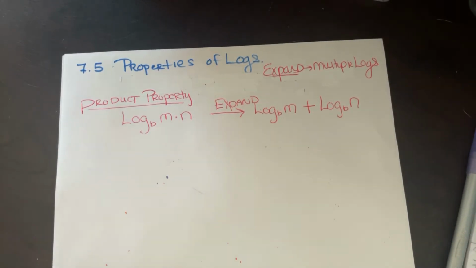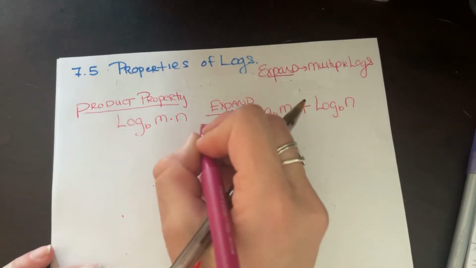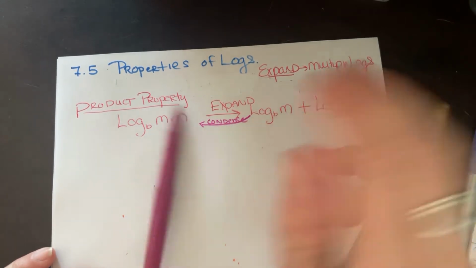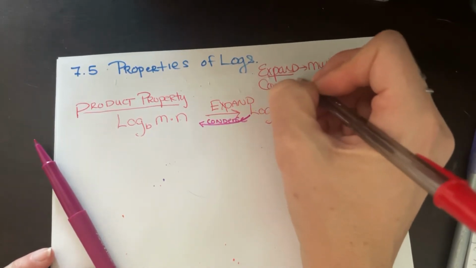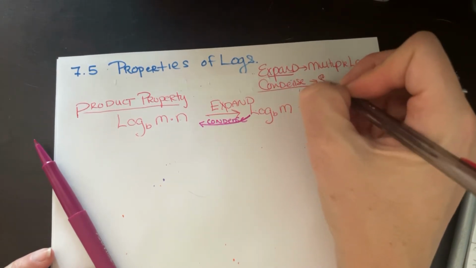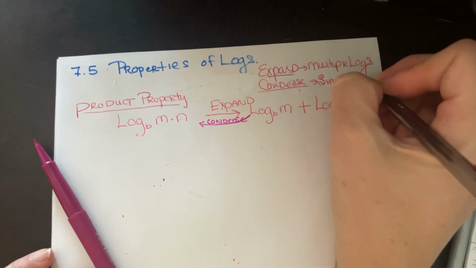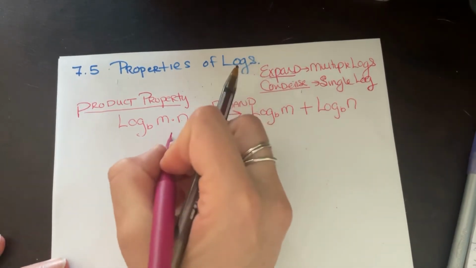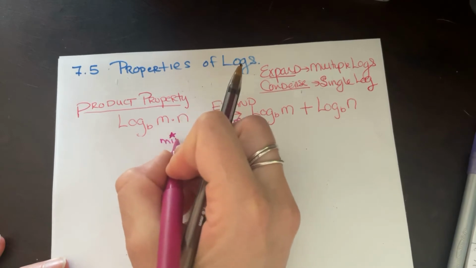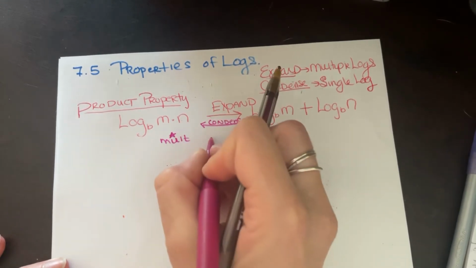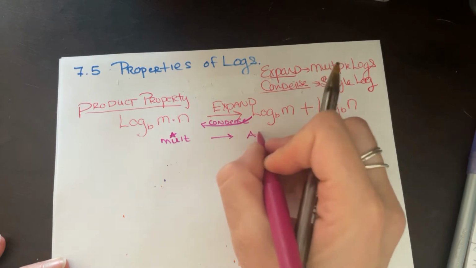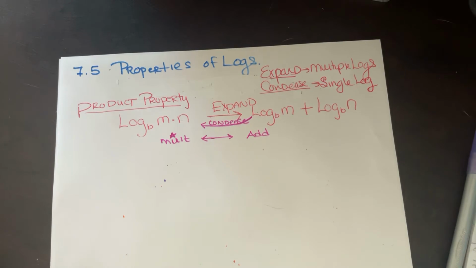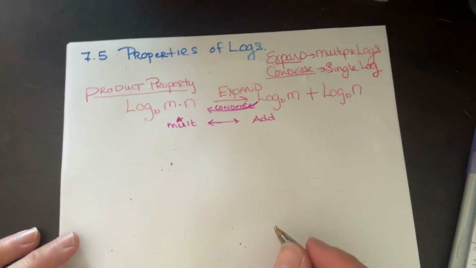To go the other way, just so you learn, have an idea what we're going to do the next day, is condense. Just so you know, when you condense, you want a single log. But I'm not going to talk about that today. We're just going to do one thing at a time. So jot this little note down for you. When you multiply, when you want to expand it, it becomes add, and vice versa, which again we'll stress on the other day. So that's your first property.